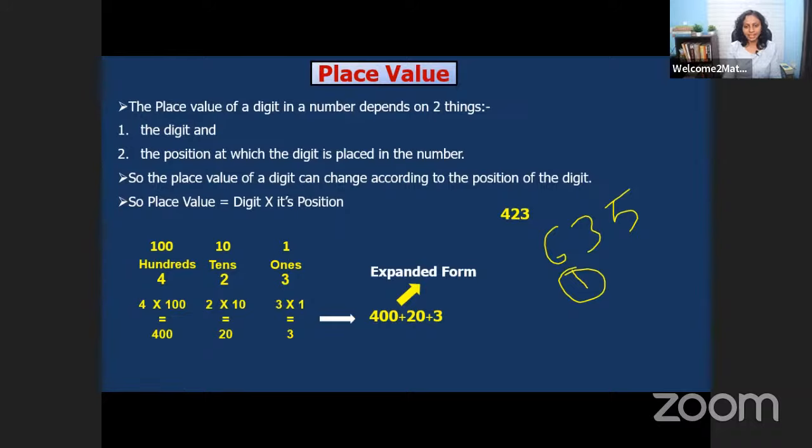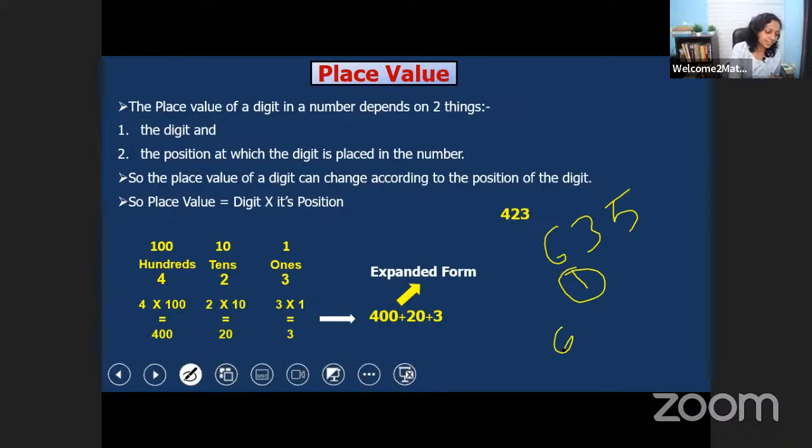Anyone can do this? 635. Yes, 600. Wow, got so many answers. It's 600. Yes, it's 600 because 6 is at hundreds place. So it is 600. 6 into 100 is 600. Very good, very good. So now let's learn one interesting fact.